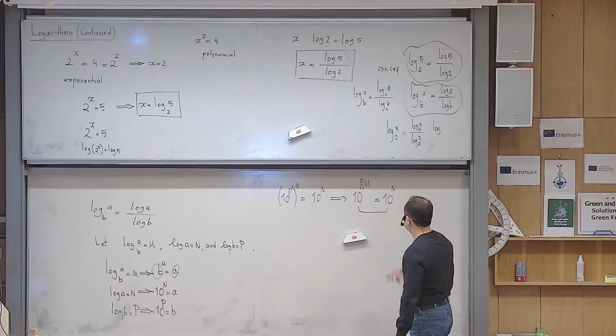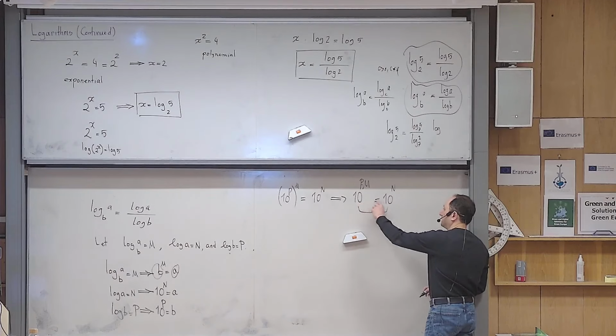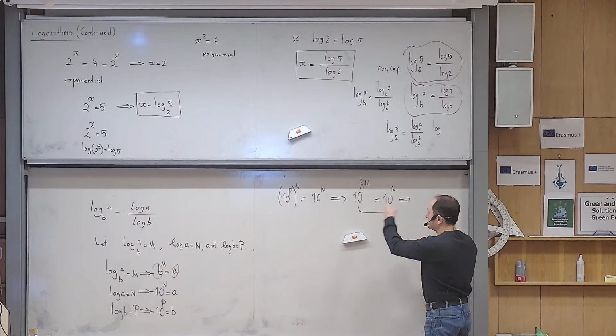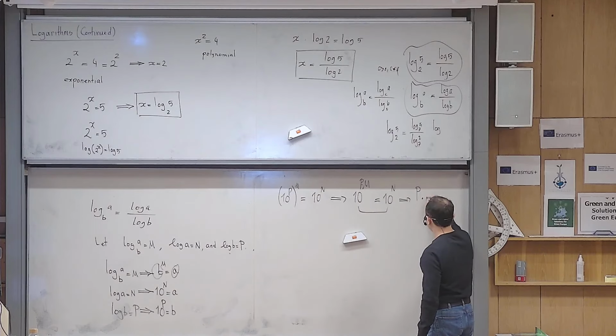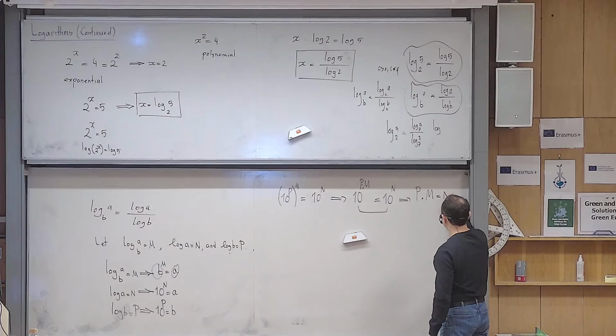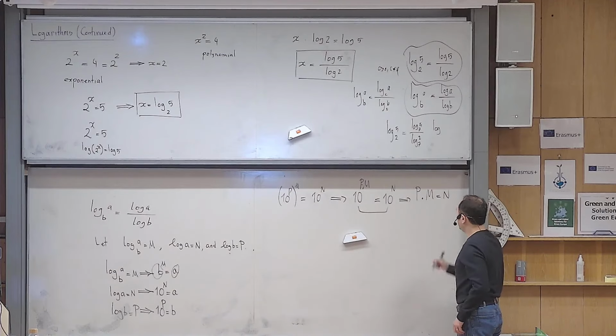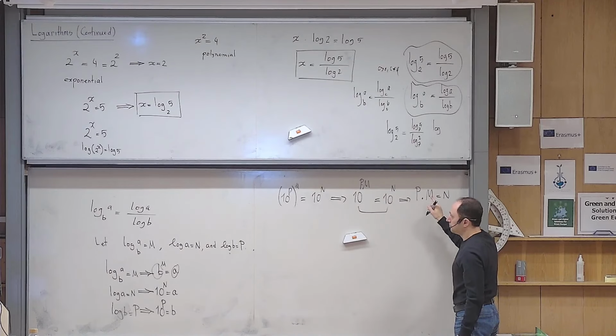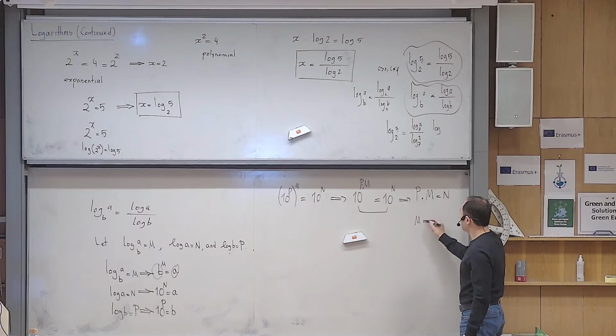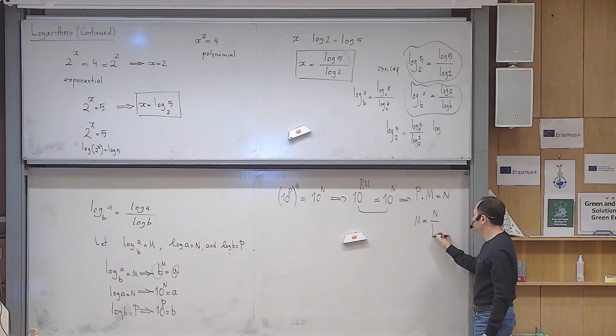Now compare them. This is a power of 10. That is also a power of 10. They are supposed to be equal. This cannot happen unless what? The exponents are the same. So it means p multiplied by m is equal to n. And now I divide everything by p to isolate m. If I divide everything by p, the left side becomes m, the right side becomes n over p.